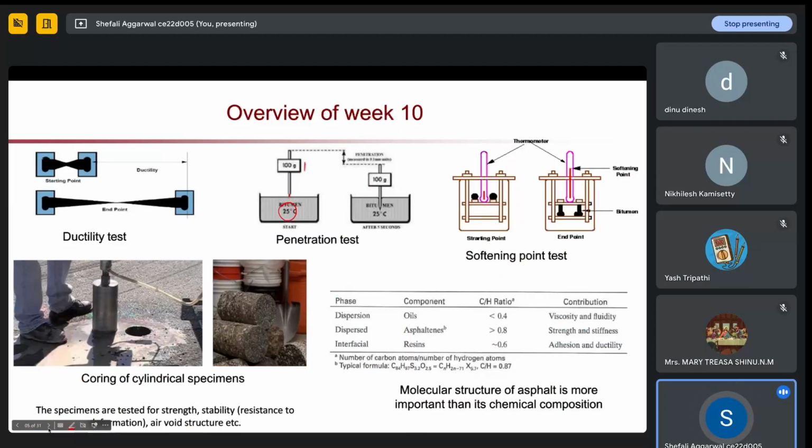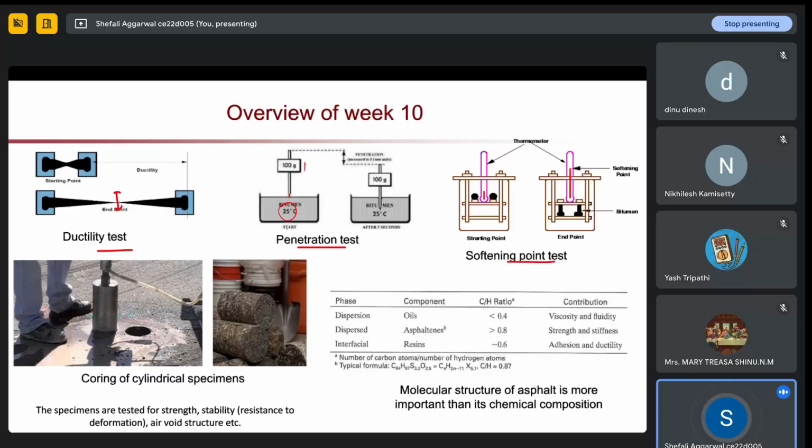So next, coming to the different types of tests which we perform to check the properties of our bituminous material. Basically we have three types of tests: ductility test, penetration test and softening point test. In the ductility test, we take asphalt and stretch it, and the point at which the asphalt breaks, that distance tells us about the ductility of the material. Next test is the penetration test.